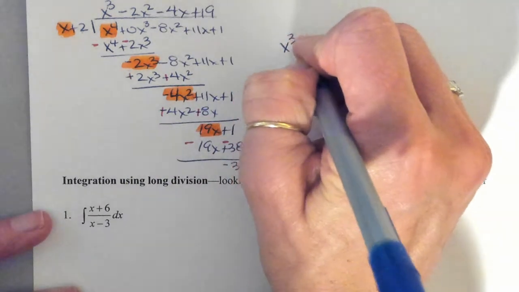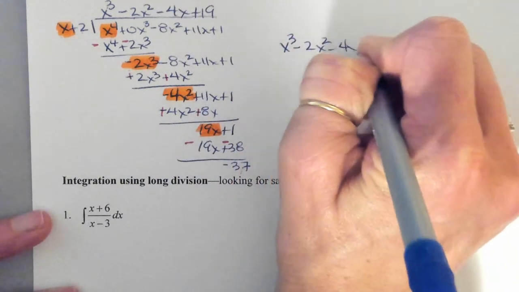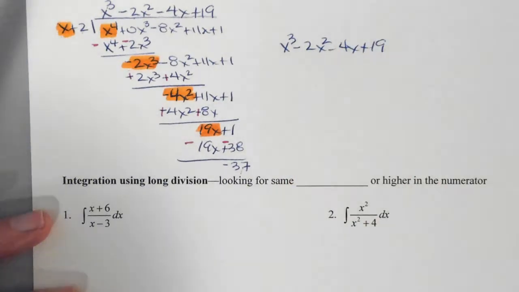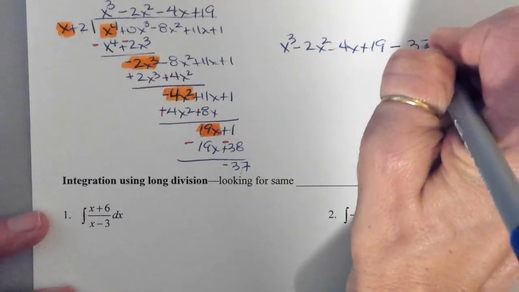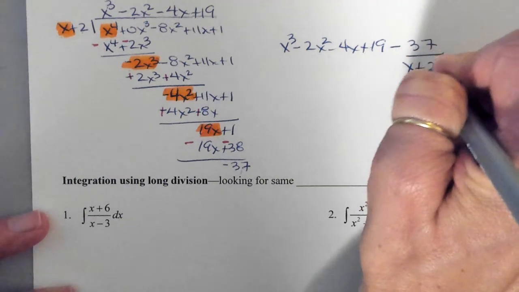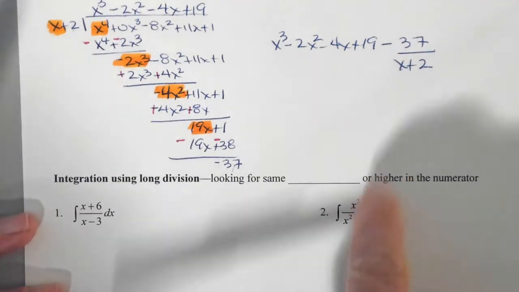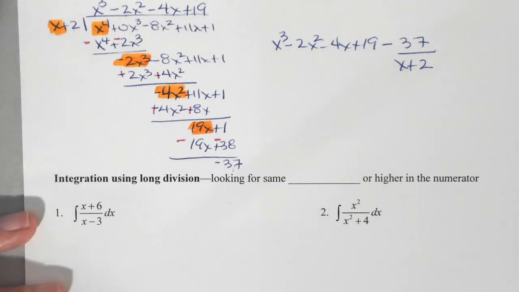So when you write this final answer, it would be x cubed minus 2x squared minus 4x plus 19. You do not write remainder. The last one is actually a fraction. It's minus 37 over what you divided by, which is x plus 2. Okay, so this is just a reminder of how you would divide polynomials.